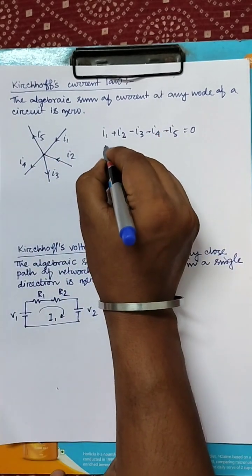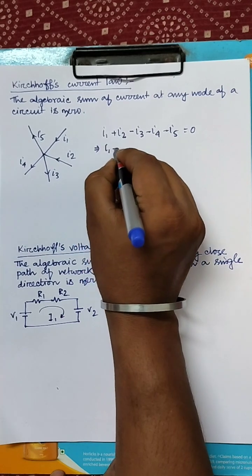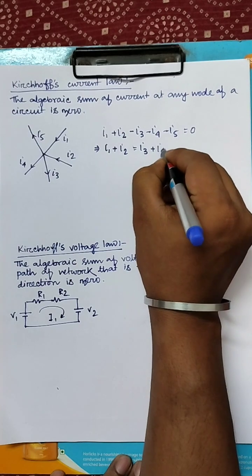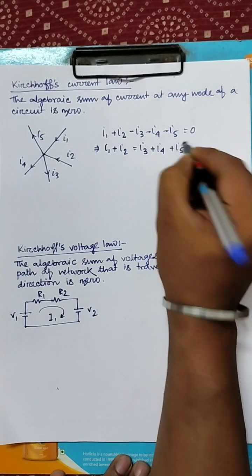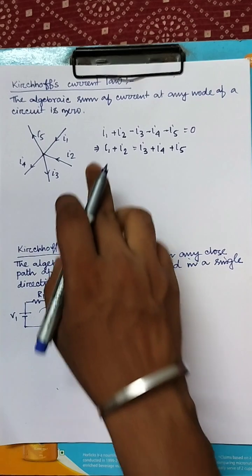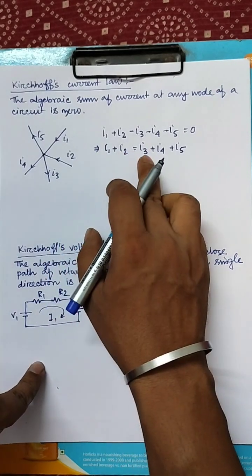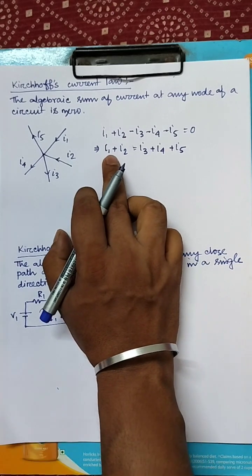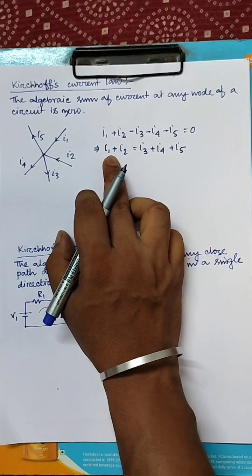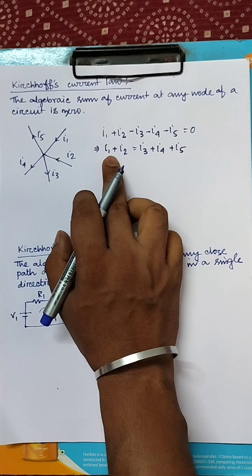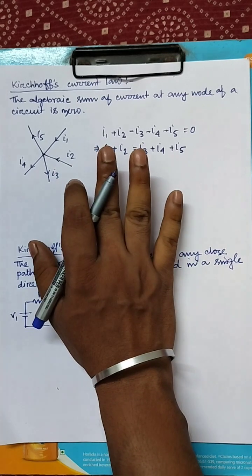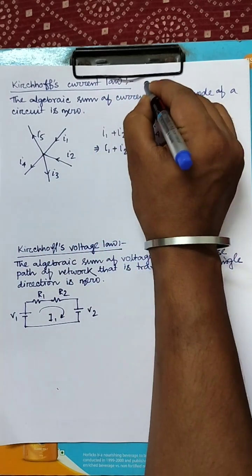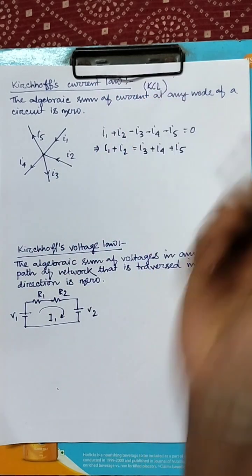So from this equation we can write I1 plus I2 equals I3 plus I4 plus I5. That means the inward direction current is equal to the outward direction current. And as current is actually charge flow, it also obeys the charge conservation law. So that is a very important law in electrical circuits, Kirchhoff's current law. It is also known as KCL.